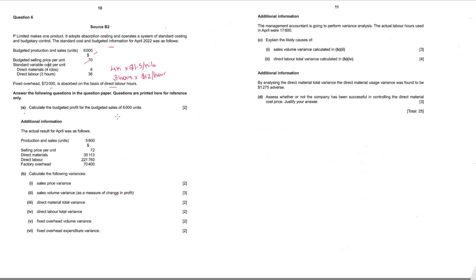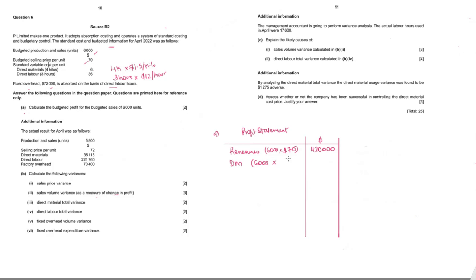Part A, calculate the budgeted profit for the budgeted sales of 6,000 units. So to calculate the budgeted profit, we will be using the quantity of 6,000 and the standard data, standard selling price, standard cost. So profit statement. Beginning with the revenues, 6,000 into $70, 420,000. Then we have direct material cost, which is 6,000 units into $6 per unit, so minus 36,000. Then direct labor cost, 6,000 units into $36 per unit, so 216,000. And fixed overheads, which is 72,000. So budgeted profit is $96,000.